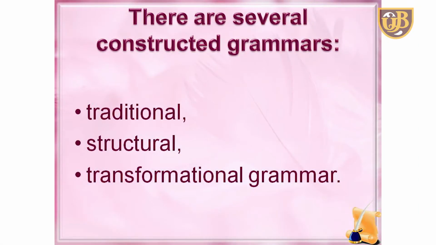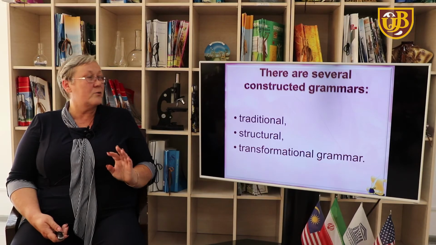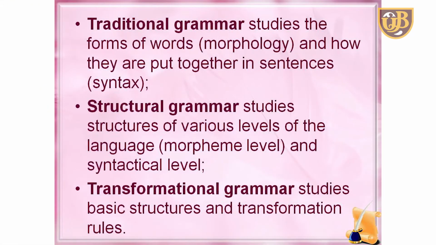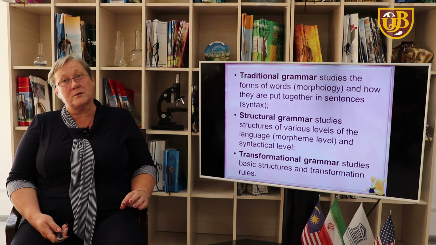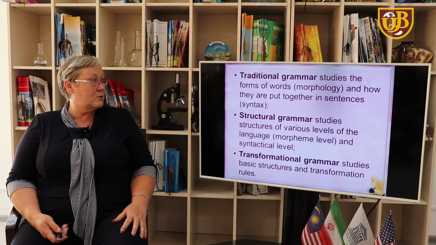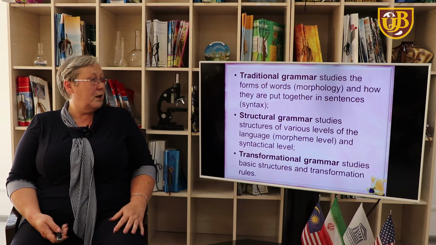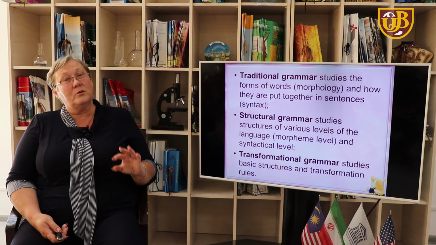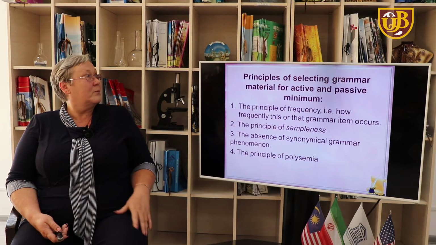We distinguish three types of grammars, that is, traditional, structural, and transformational. Traditional grammar studies the forms of words, morphology, and how they are put together in sentences, that is, syntax. Structural grammar studies structures of various levels of the language, the morpheme level and the syntactical level. And transformational grammar studies basic structures and transformation rules. But we deal with all three when we teach students grammar.